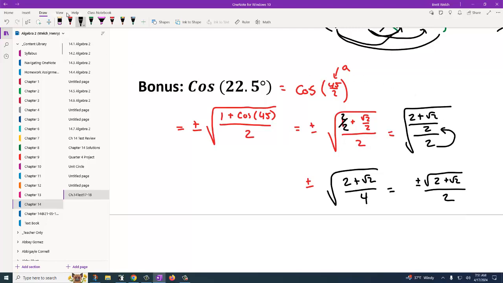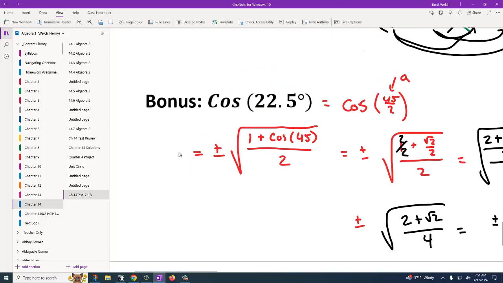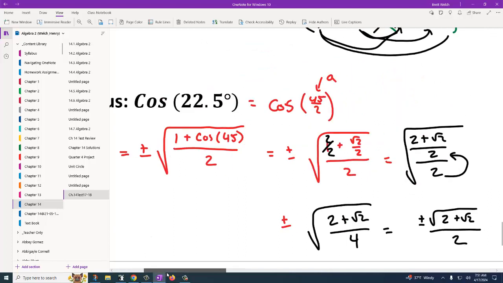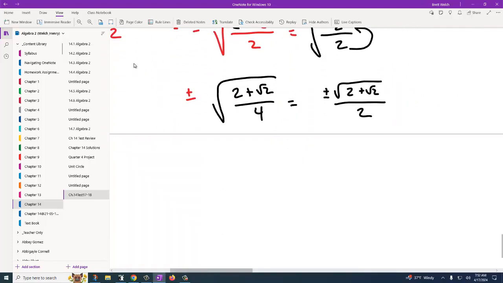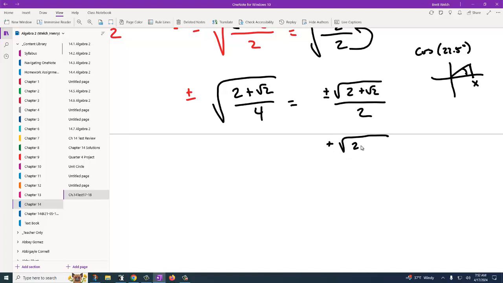And the only thing we have left to figure out is whether or not it's positive or negative. That goes back to knowing the cosine of 22.5 degrees is the x value of an angle that lives over here. Right? This would be about 22 degrees. The x value over here is positive on a unit circle, so it tells me that the answer is a positive square root of 2 plus root 2 all over 2.